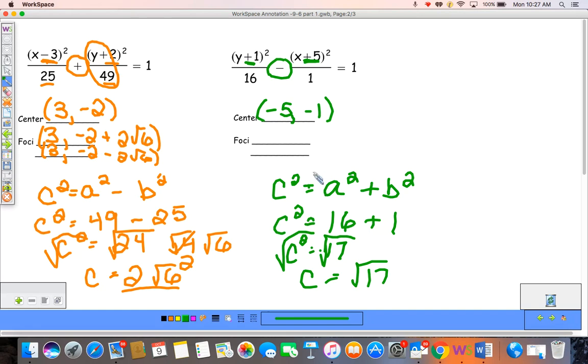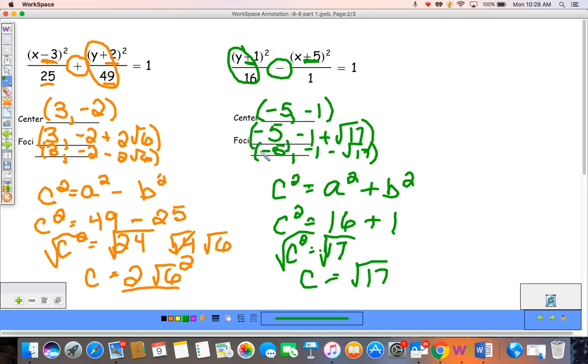So do I add that to my x or do I add it to my y? Well, for a hyperbola here, I hope it said hyperbola, it's whatever is the positive variable. In this case, it's the y again, so I'm going to add it to the y coordinate. So (-5, -1 + √17). Okay, kind of weird looking foci. And (-5, -1 - √17).